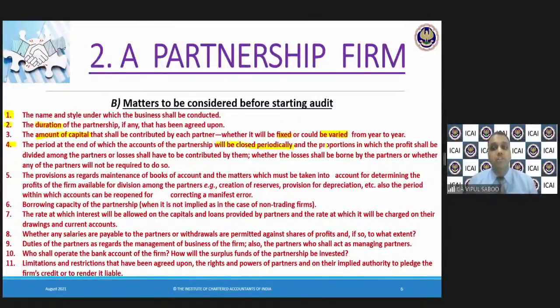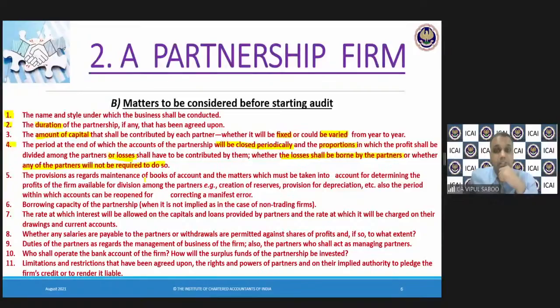periodically, and the proportions in which the profit shall be divided among the partners or losses shall have to be contributed by them, whether the losses shall be borne by the partners or whether any of the partners will not be required to do so. Very important part. This is very important because when you are auditing the financial statements of a partnership firm, you go through their capital accounts, because in the profit and loss account there is remuneration payable to partners, partners' salary, partners' interest. So this particular matter is very important.